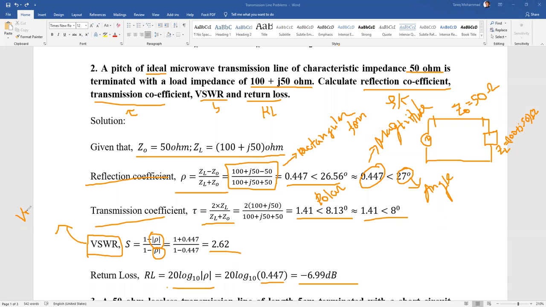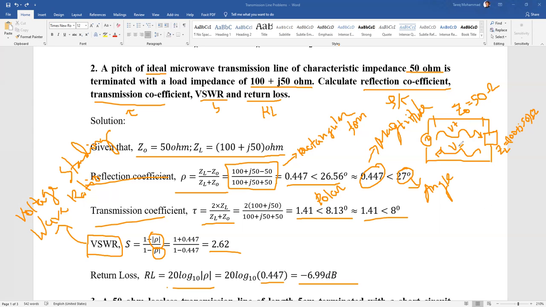That is voltage standing wave ratio. That means in this kind of line, a wave is going to the load and another wave is coming from the load to the source. So the wave which is going towards the load, we are indicating it as V plus, and the wave which is coming from the load to the source, we are indicating as V minus.